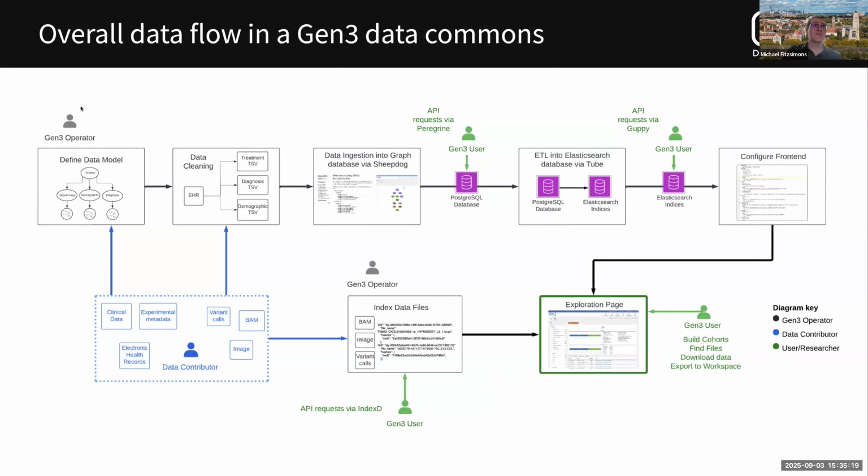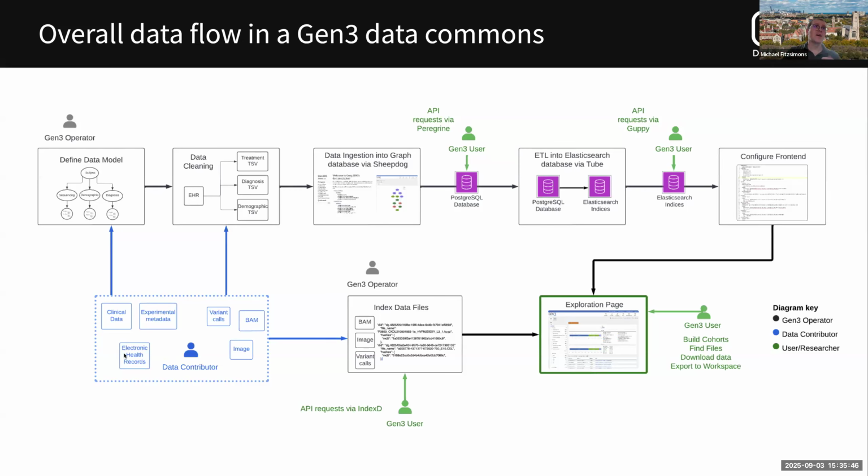So there's a couple colors here. The gray person here is the Gen3 operator. So that's CTDS or many of the folks on the call here when you're setting up your commons. There's a data contributor here. So this is maybe a sponsor or somebody that comes with data that needs to be searched or distributed in the commons. And then there's a Gen3 user or a researcher who's querying the commons or looking for data.